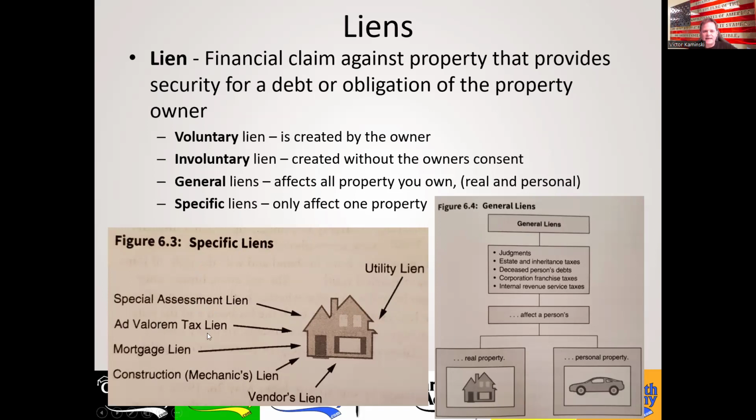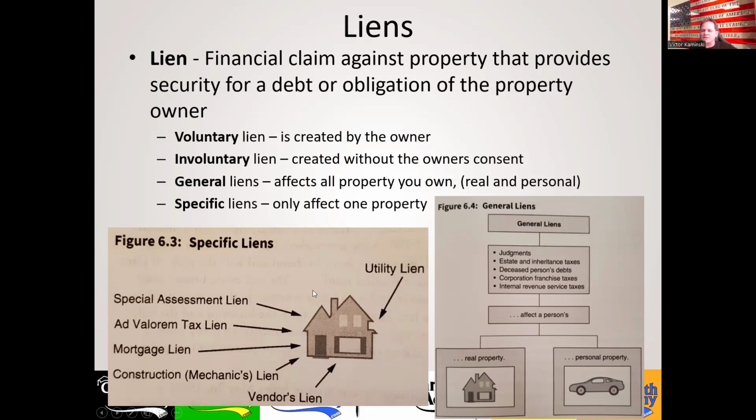Ad valorem tax is your property tax that all property owners pay. A utility lien arises if you didn't pay your gas bill or water bill or sewer charge, or there's your mortgage lien. Look, if you don't pay your mortgage, if you don't pay your taxes, if you don't pay utilities, you can get foreclosed on, right?